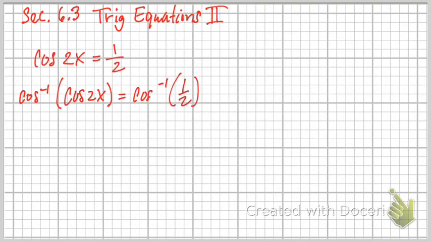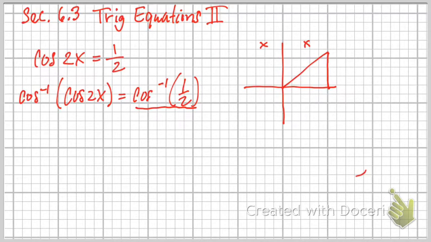So if we think about what that is in terms of the unit circle, let's draw that out here. If I'm going to look at the cosine inverse of 1/2, I'm going to have to draw this triangle, and it's going to be in the first quadrant because cosine inverse is either in the first or second quadrant. And since it's positive, it makes it in the first.